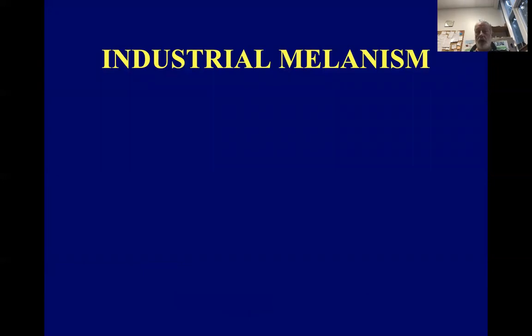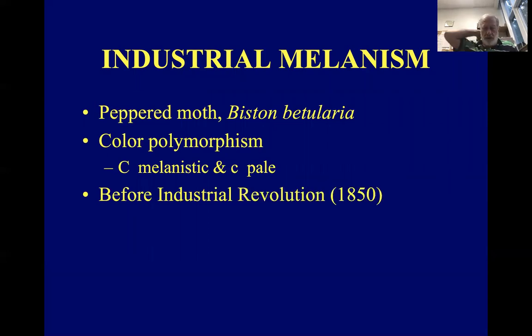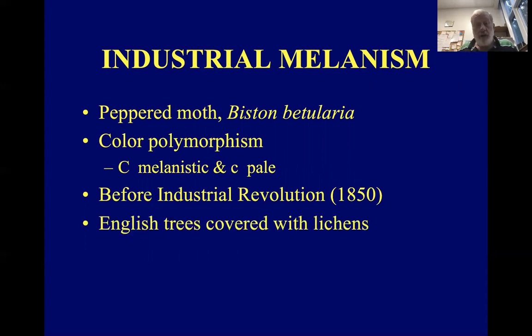We're going to look at an example called industrial melanism. So again, industrial melanism is just the name of this example of evolution by natural selection. And it's in a species of moth that lives in England, where there's a color polymorphism. A dominant allele, big C, caused the moths to be melanistic, or very dark in color, dark brown to almost black, and a recessive allele, little c, causing them to be pale, like a pale greenish gray color. So prior to the Industrial Revolution, of course, before 1850, the air was not polluted. And the trees over there were covered with lichens. Most lichens are pretty sensitive to air quality.